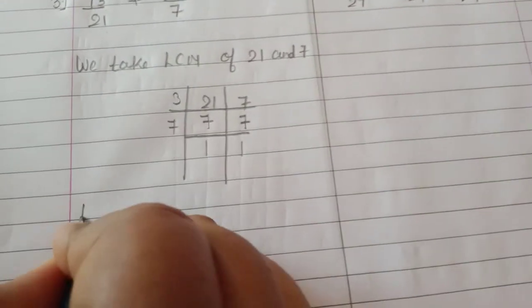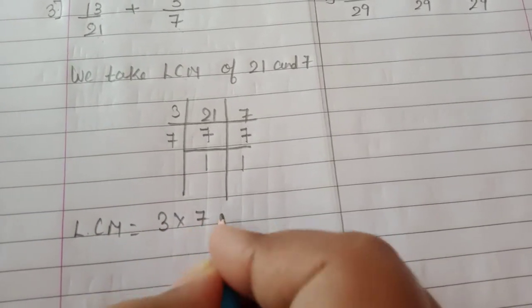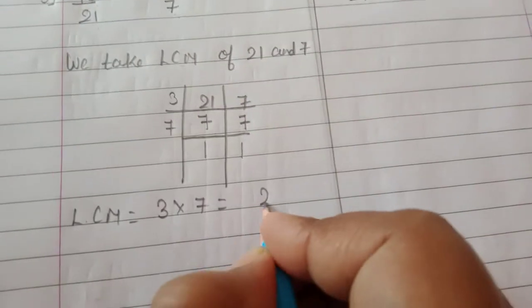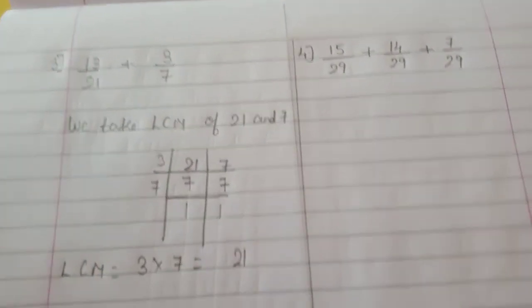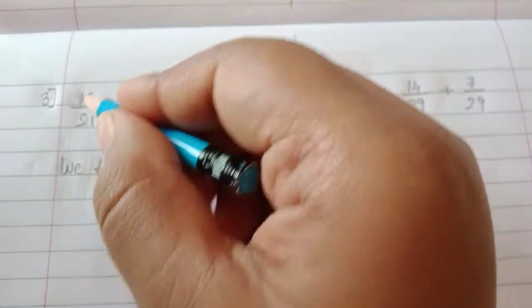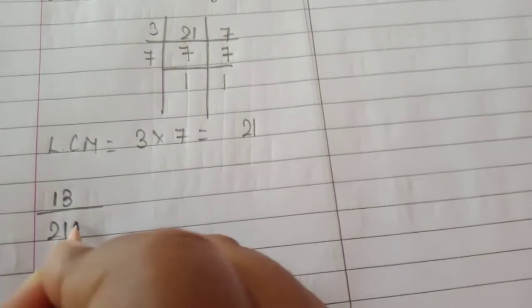So here we will write LCM equal to 3 multiplied by 7. So 3 7s are 21. So what is the LCM? 21. So we will make the denominator 21. So our first fraction is 13 upon 21. So we will write here 13 upon 21.